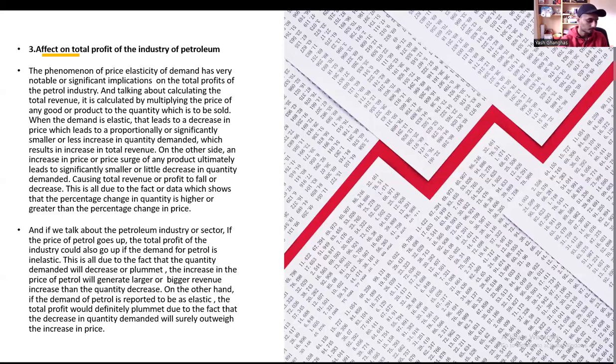We are assuming this. And if we talk about the petroleum industry, if the price of petrol goes up, the total profit of the industry could also go up if the demand for petrol is inelastic. This is because the quantity demanded will decrease only slightly. The increase in the price of petrol will generate a larger revenue increase than the quantity decrease. On the other hand, if the demand for petrol is elastic, the total profit would definitely plummet, because the decrease in quantity demanded will outweigh the increase in price.